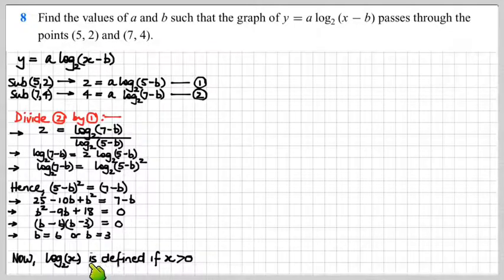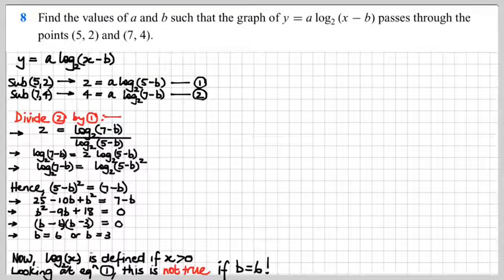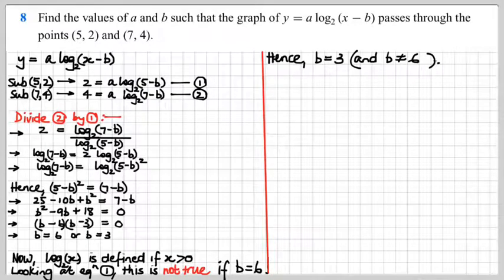So as I've said down here, log of x with any base is only defined if x is greater than 0, right? So therefore, if you look at equation 1, this is not true if b equals 6, because 5 minus 6 is minus 1, and you can't have the log of minus 1. It just doesn't work. Okay? So therefore, we can say hence b equals 3, and b does not equal 6.